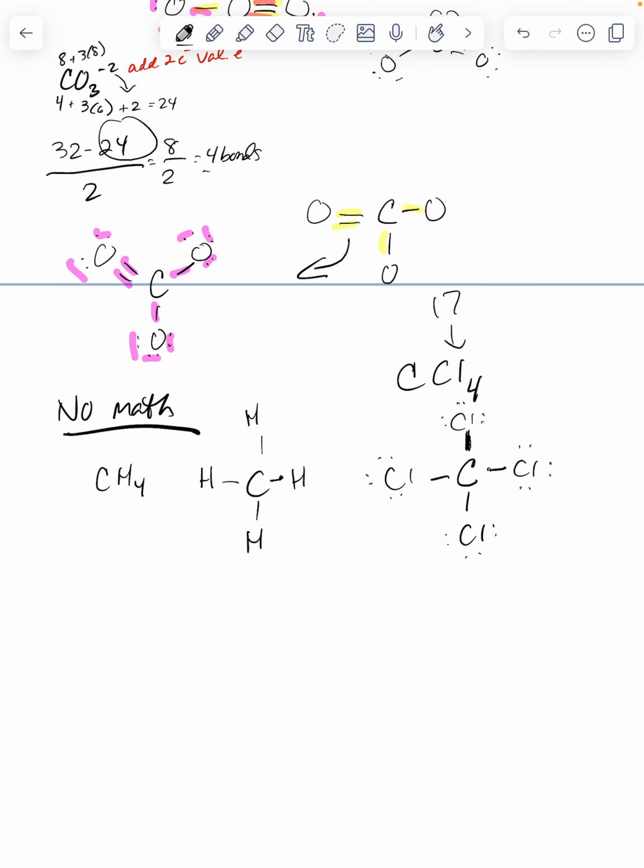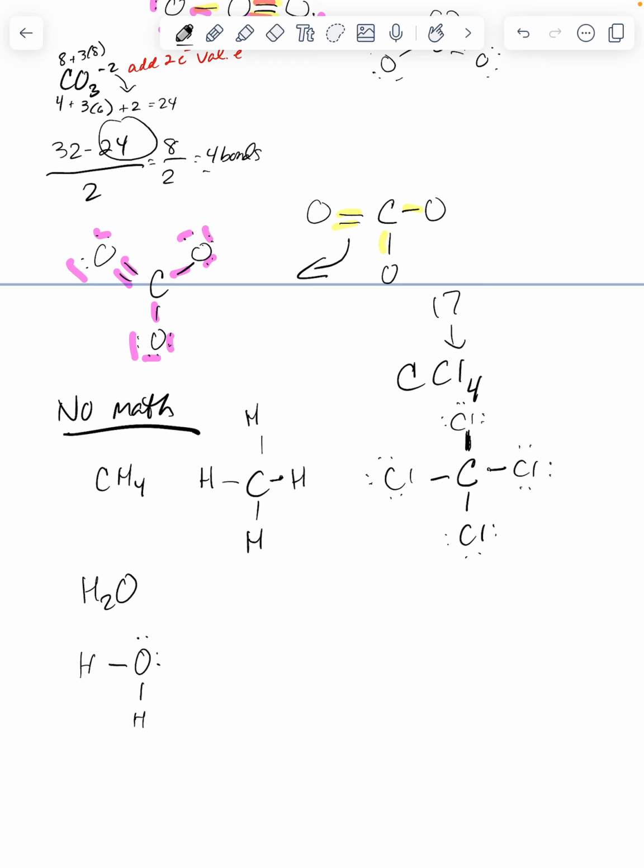What else would you not need math for? Like water? Oxygen goes in the middle, and hydrogen's on the outside, so he can only have single bonds. Oxygen has 6 valence electrons, 7, 8, when they share.